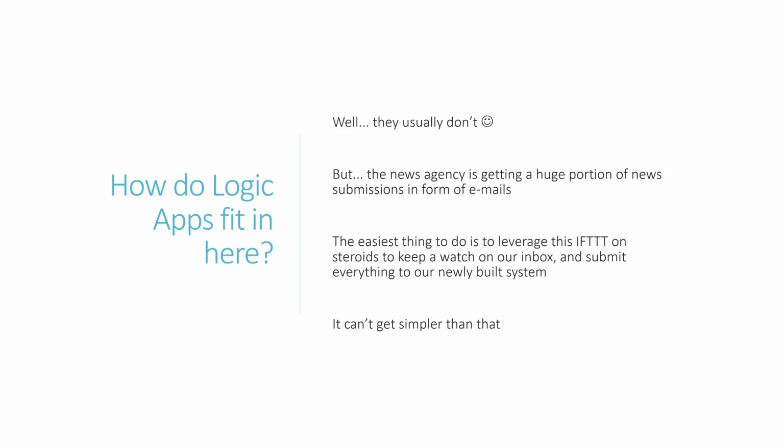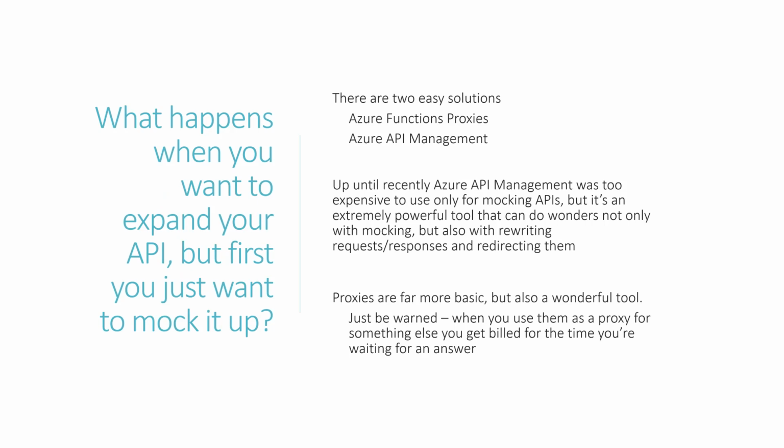Okay, what happens when we want to extend the system and we want to extend the API? There are two solutions. One is Azure Functions Proxies, which are great. They are basic, but they are a cool tool. Proxies allow you to basically mock an API, hard code a JSON response, rewrite the request or the response and relay it to another API. Just be warned, while you're calling another API, you are being billed for that waiting time.